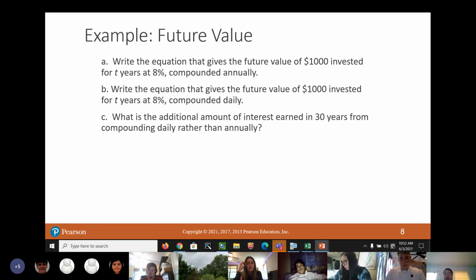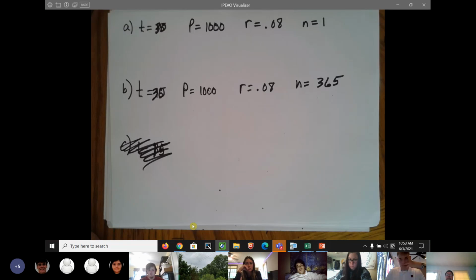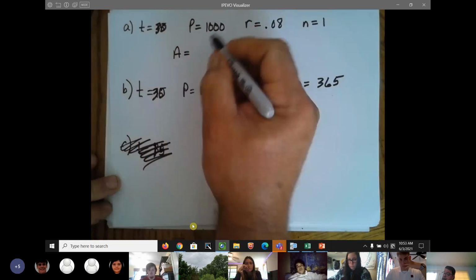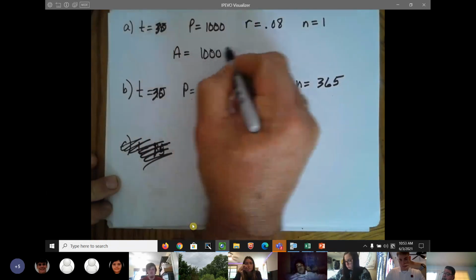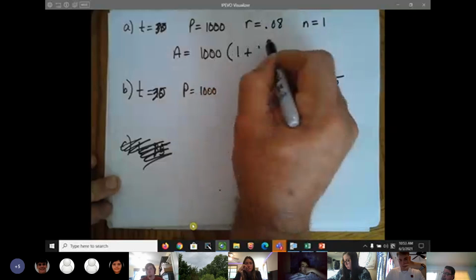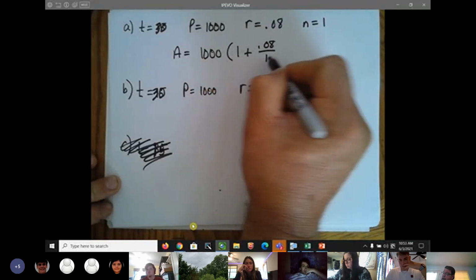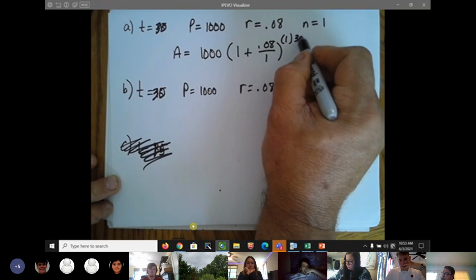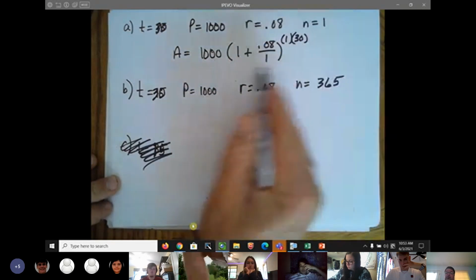30 years, 8%, R is equal to 0.08, but N is equal to 365. Banks don't do that anymore. Okay, so here is our problem. A is equal to P times 1 plus 0.08 over 1 raised to the NT power. Now, I don't have much room to work here.